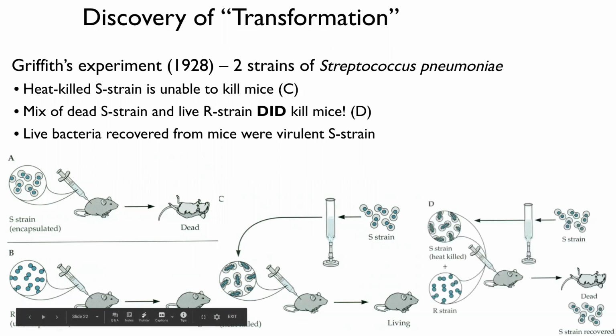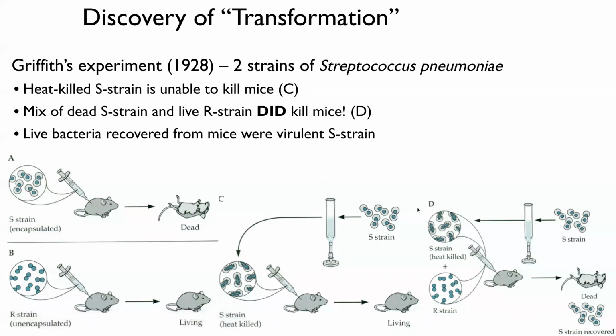But the cool thing is, when he took the heat-killed pathogenic S strain and combined it with the non-pathogenic R strain, and injected that into a mouse, he would find that the mouse was dead. And what he would recover out the back end was the S strain. Now, you might think, well, maybe he contaminated this, right? Maybe he accidentally gave his mouse the S strain instead of the R strain or something like that. But he repeated this over and over and over again, and he kept getting the same results. So what was going on here?